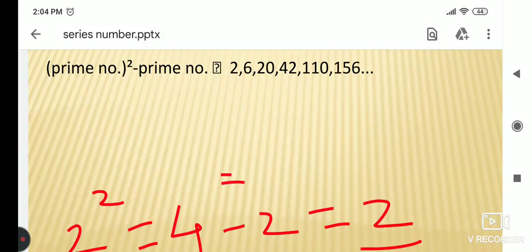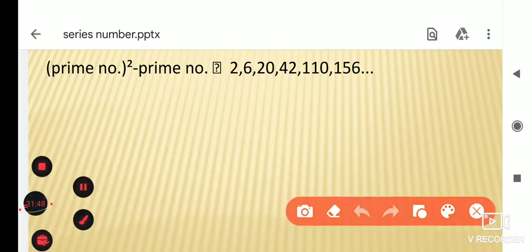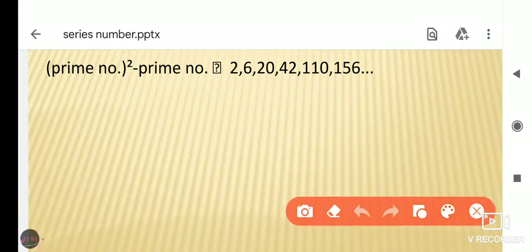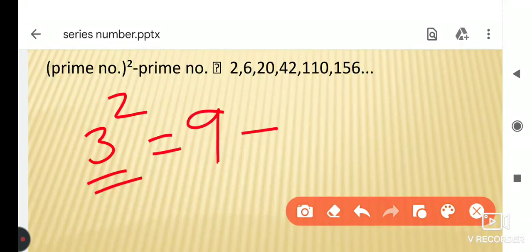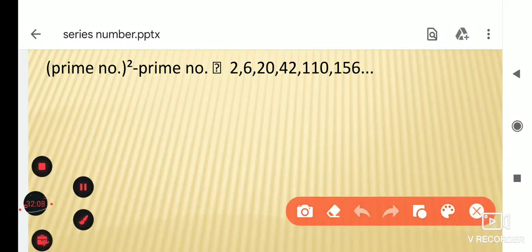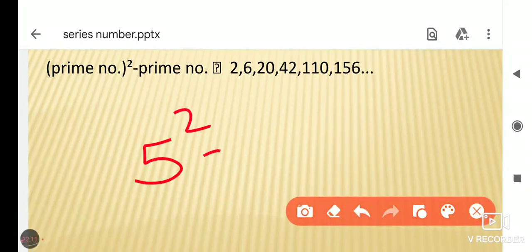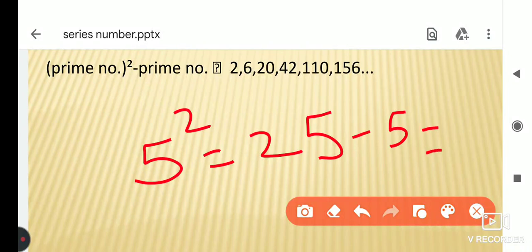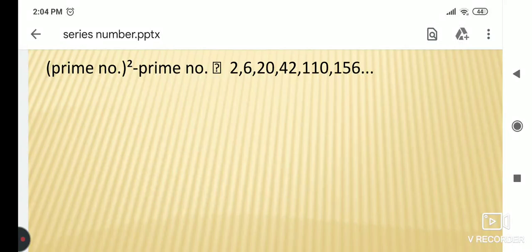The next prime number is 3. The square of 3 is 9, minus the prime number, that is 3, we get the answer 6. The next prime number is 5. The square of 5 is 25, minus 5, we get the answer of 20. So the next one is 30.